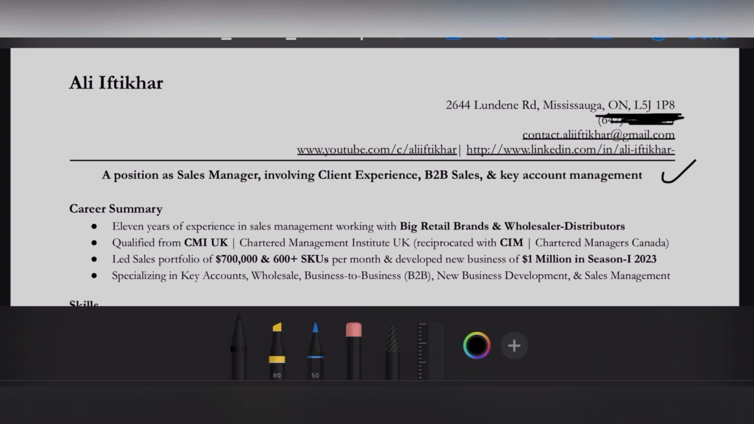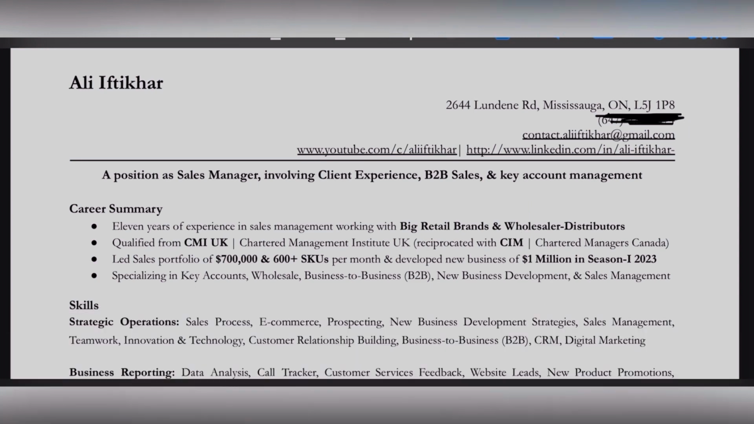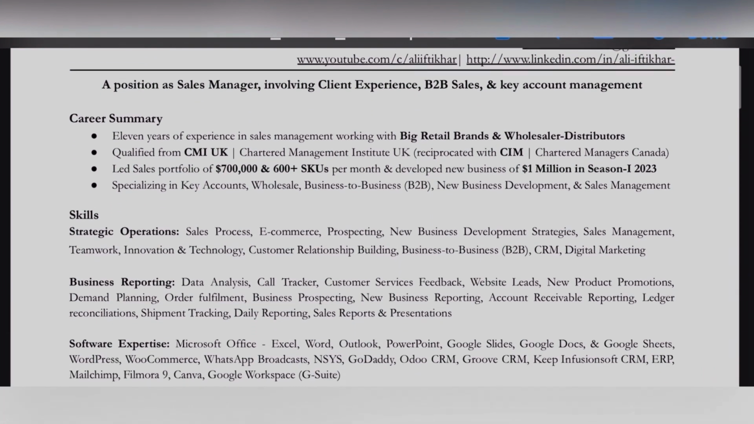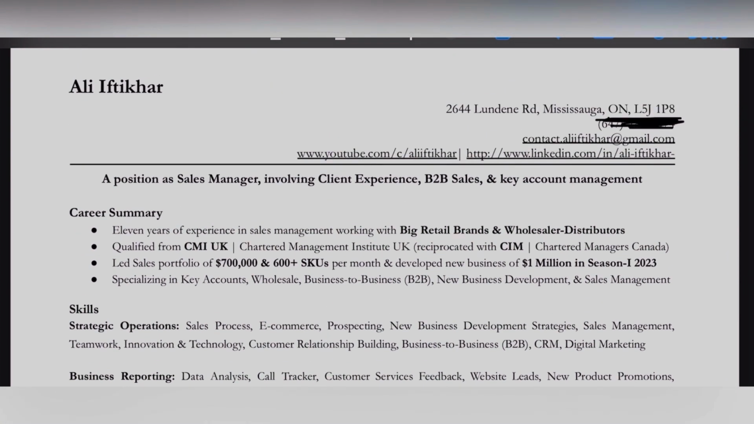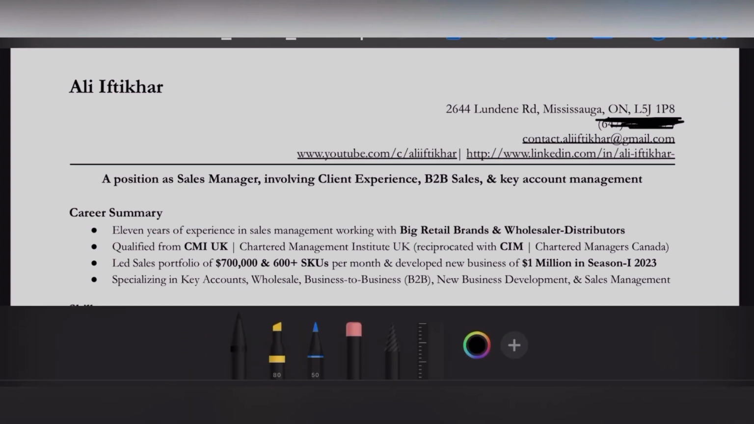For example, if you're applying for a software developer, then you should write software developer here, so that the person reading your resume would know what your resume is all about. Okay, then we start with a simple career summary.